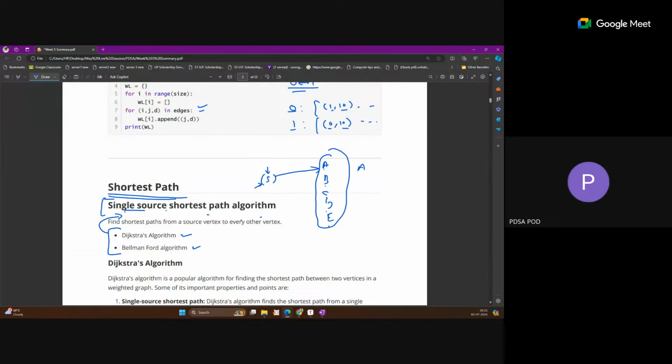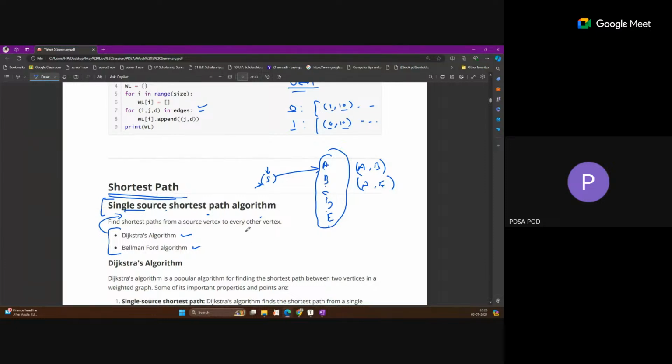Like A to B: what is the shortest distance from A to B? Similarly A to E. This is also one pair. So what are the possible pairs? A to B, A to C, A to D, D to E, like this. For each pair, this algorithm will calculate the shortest path. Because of this, it is called all pair shortest path. That is Floyd-Warshall algorithm.